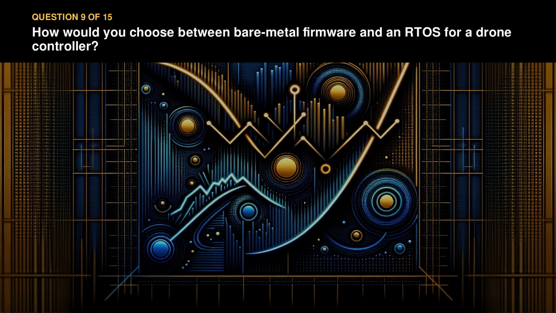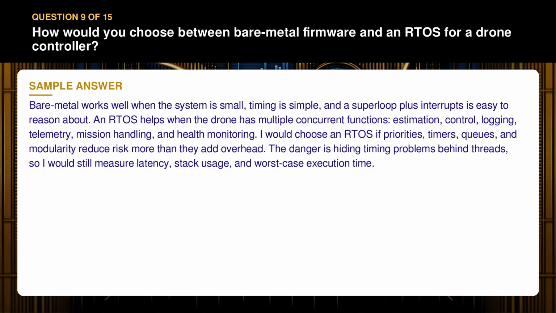Question 9. How would you choose between bare metal firmware and an RTOS for a drone controller? Bare metal works well when the system is small, timing is simple, and a superloop plus interrupts is easy to reason about. An RTOS helps when the drone has multiple concurrent functions: estimation, control, logging, telemetry, mission handling, and health monitoring. I would choose an RTOS if priorities, timers, queues, and modularity reduce risk more than they add overhead. The danger is hiding timing problems behind threads, so I would still measure latency, stack usage, and worst-case execution time.